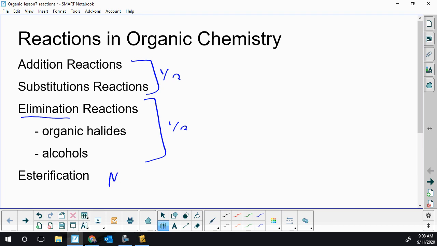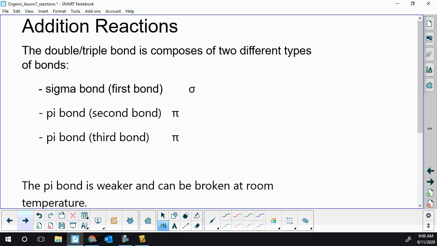On Monday, our next class, we'll do esterification. That's those compounds that had that O in the middle that some students have been seeing in their workbook. And right after esters, we'll go right in the lab and make them. So I'll jump right into addition chemistry.